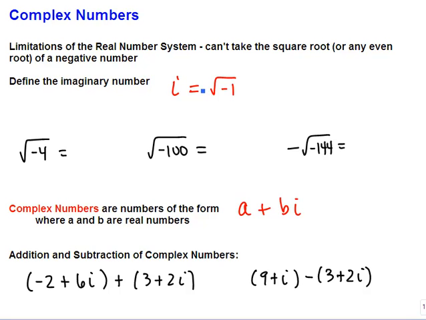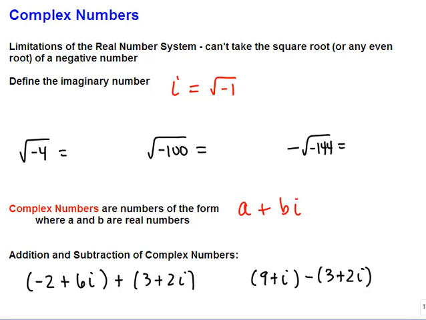And the reason this imaginary number was created or defined is because there's limitations on the real number system. In the real number system, we're not allowed to take the square root of a negative number, or even any even root of a negative number. So we can't take, for example, the square root of -4 or the square root of -100. Those are not defined to be real numbers. But if we create this imaginary number i to represent the square root of -1, then we will be able to express these numbers as complex numbers.